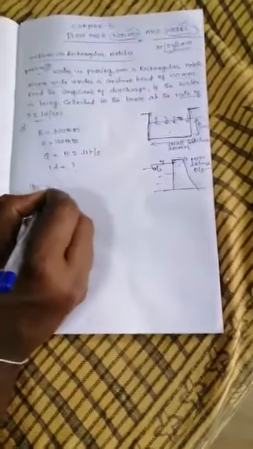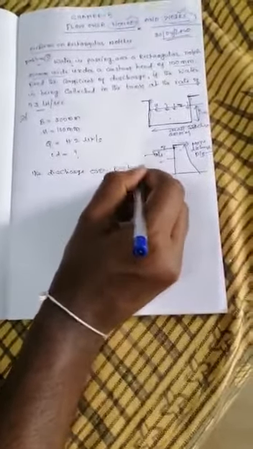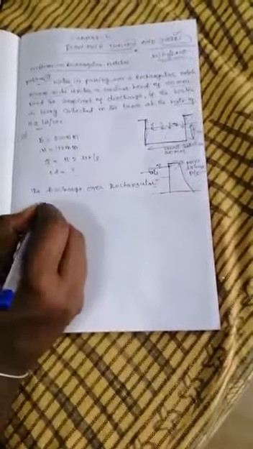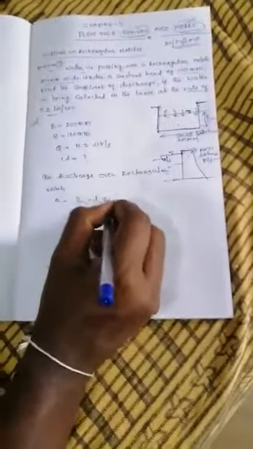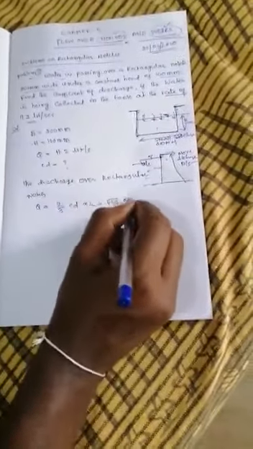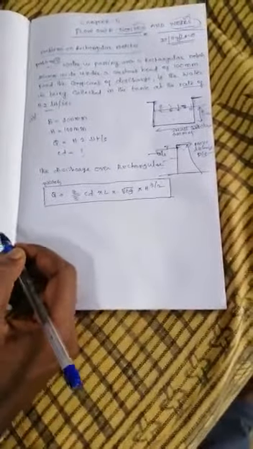As you know, we already derived the formula for the discharge over a rectangular notch: Q is equal to 2/3 into CD into L into root 2g into H to the power 3 by 2. We all know this formula. So here he has asked CD is equal to how much.